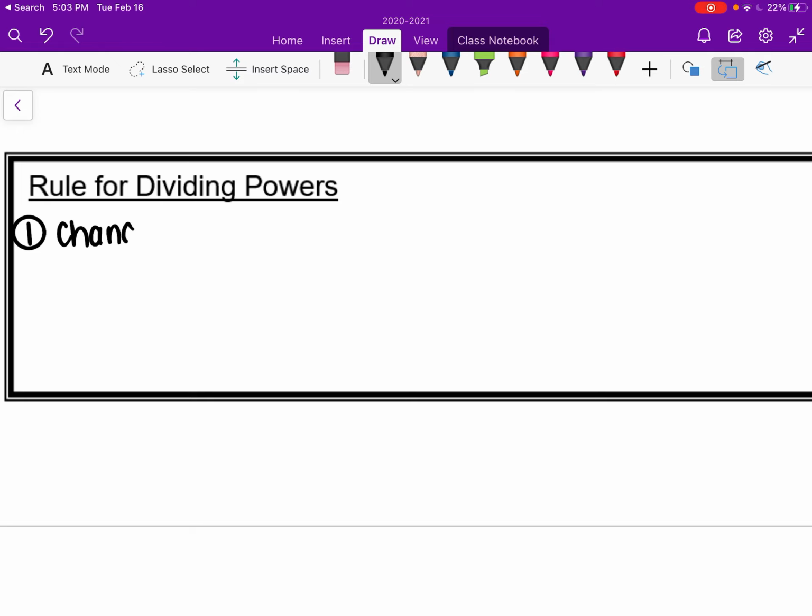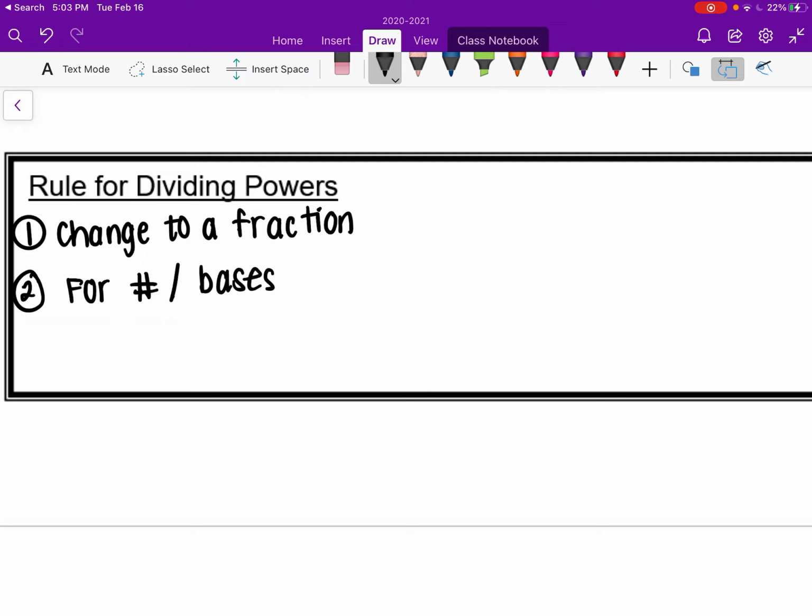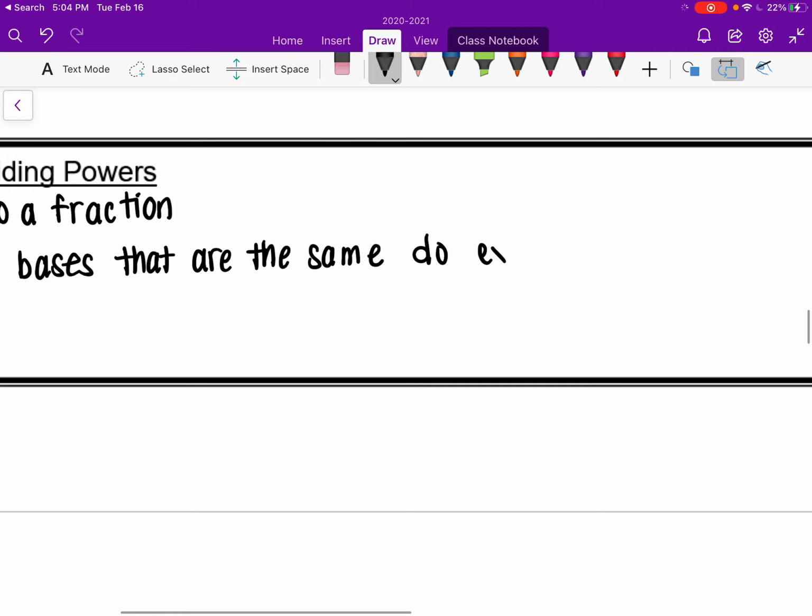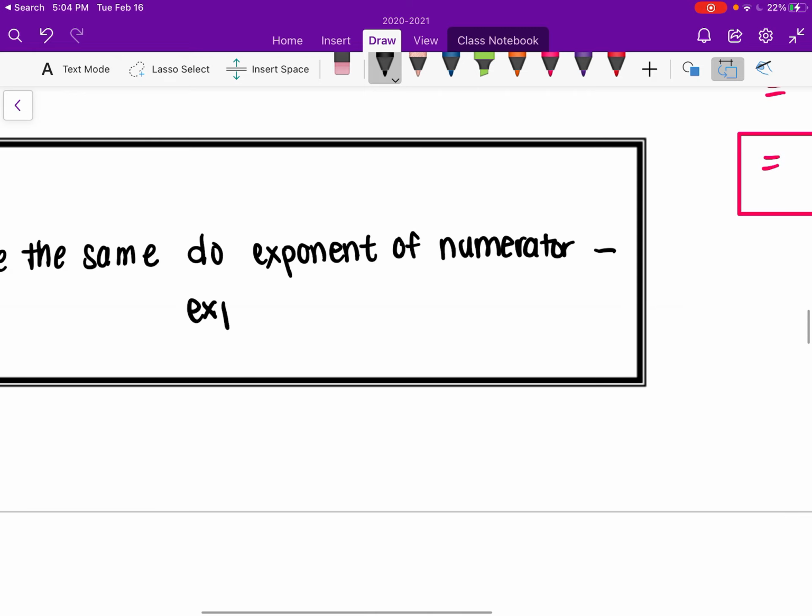Change to a fraction, right? For numbers or bases that are the same, do exponents of numerator minus exponent of denominator.